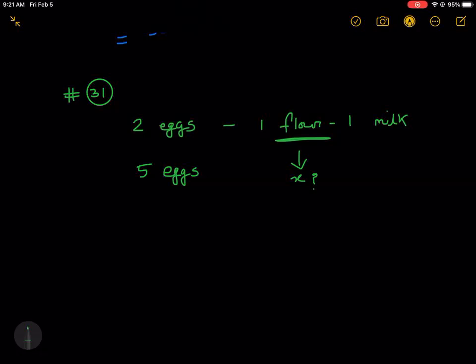Just think about it. Use your intuition. Try to find the relation between the given informations. If you can do that, the rest should be pretty easy. Don't you just put the 2 eggs over the 1 cup of flour equal to 5 eggs over x?